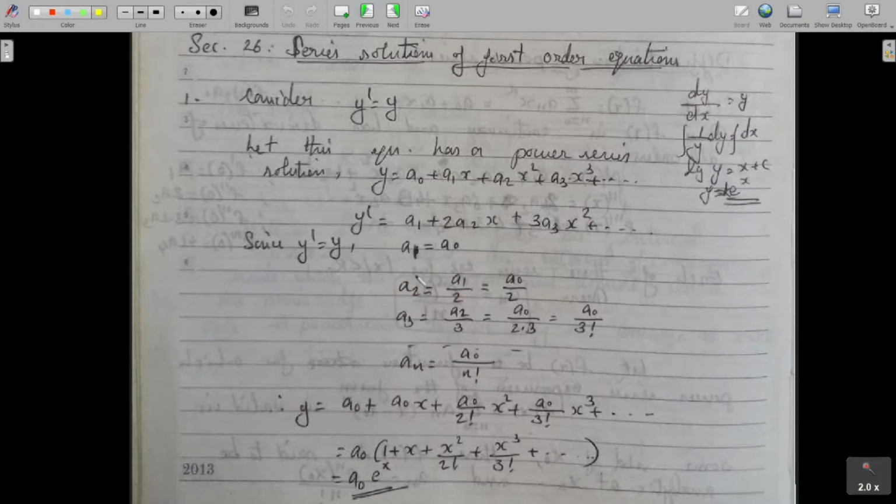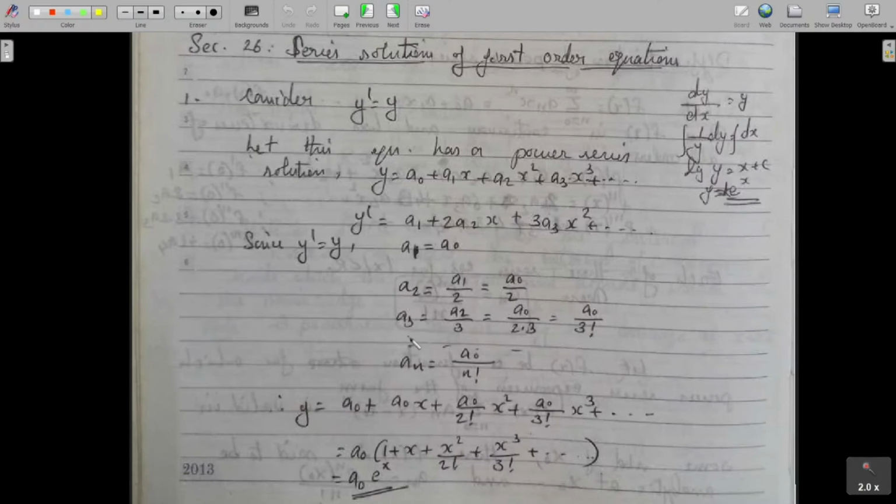Then you express a2 in terms of a0. a1 is actually equal to a0, so just substitute: a2 equal to a0 by 2. And a3: equating the coefficients of x square, we have a2 equal to 3a3, or a3 equal to a2 by 3. And what is a2? It is a0 by 2. So a3 equal to a2 by 3, that is a0 by 2 divided by 3, that is a0 by 2 into 3, or a0 by 3 factorial.